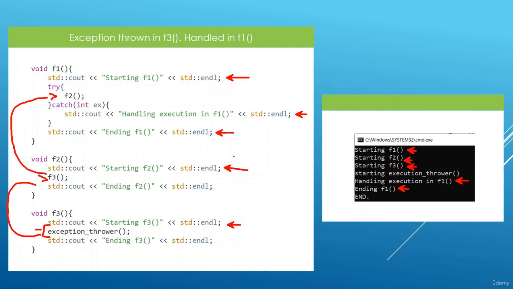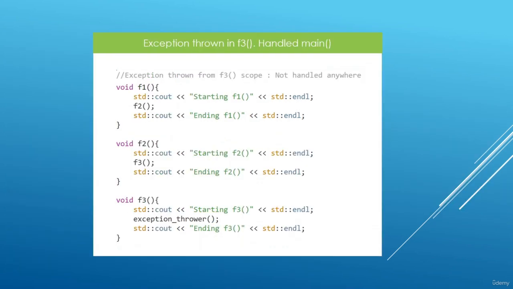Okay, so now you see that the damage is getting bigger because now F3 didn't end properly, F2 didn't end properly. The only function that ended properly is F1 because that's where we are handling our exception here. But this is not the only way to do things either. We can go all the way and handle the exception in the main function.